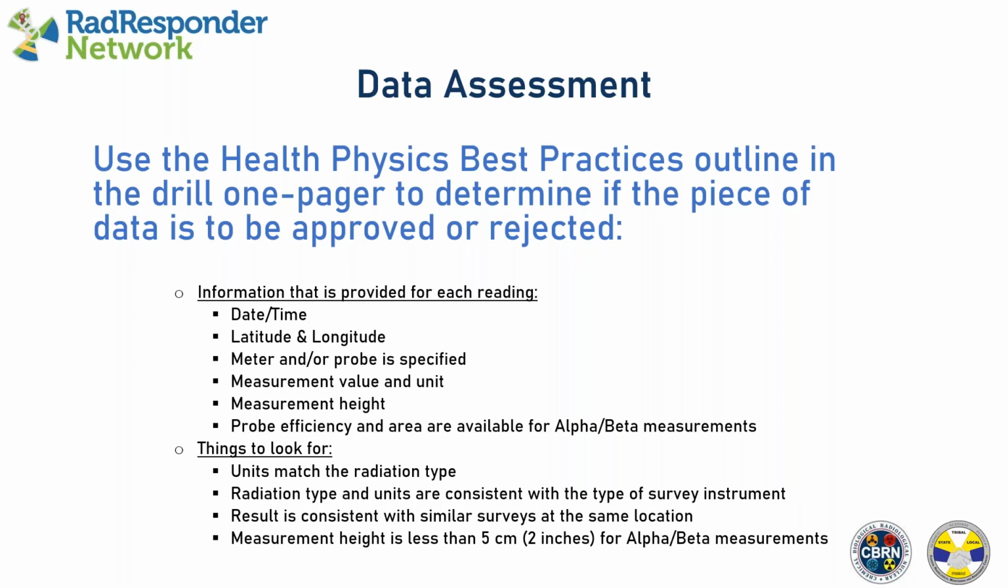So this is listed out in the drill one pager, some of the health physics best practices to determine if a piece of data should be approved or rejected. So I'll let you go over this before the drill on your own time, but this is sort of how we're basing what data is being approved or rejected. So based on this criteria here.